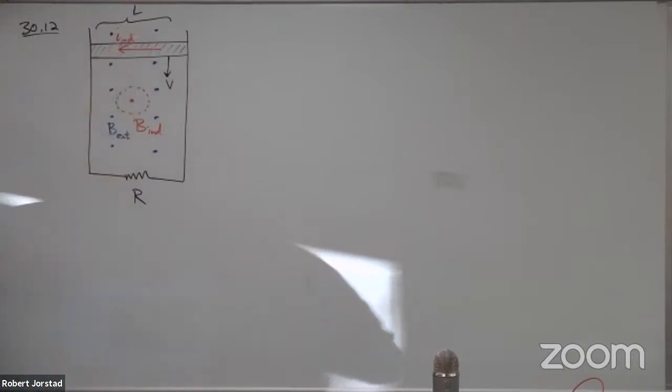So the induced current is that way in the rod. Got it. And so that's one of the major differences from before. All right, what direction is the force on the rod due to magnetism?